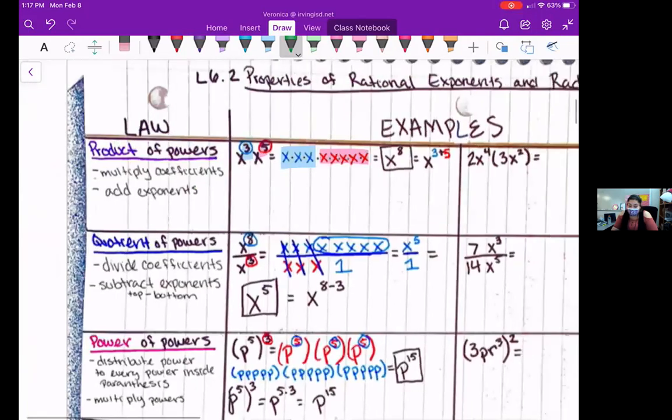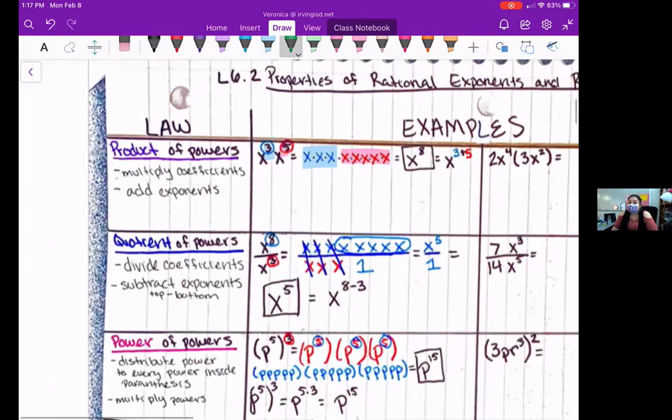So right here, product of powers, product means the answer when you multiply, right? We have x to the power of 3, and we know we're multiplying because literally they're right next to each other, right? There's no plus, there's no minus, and there's no division symbol. So the only thing left is multiplication. So x to the power of 3 times x to the power of 5, you can count here that we have 8 x's. So we really have x to the power of 8.